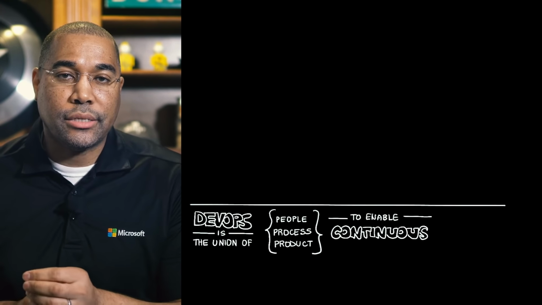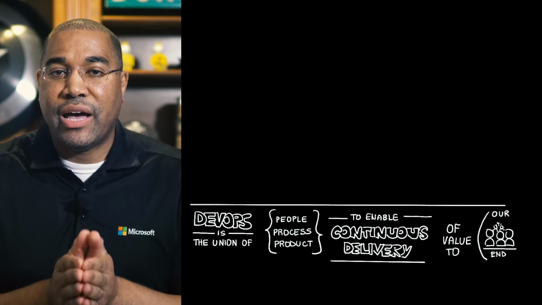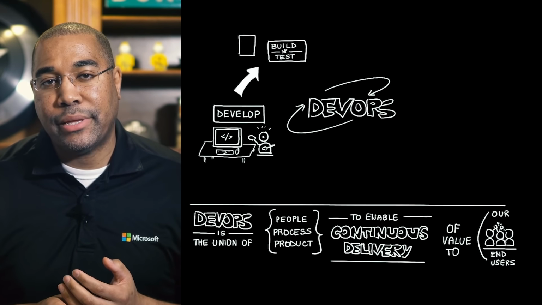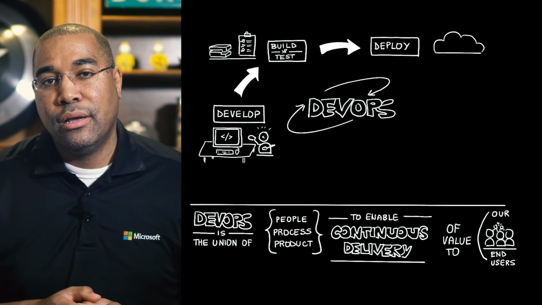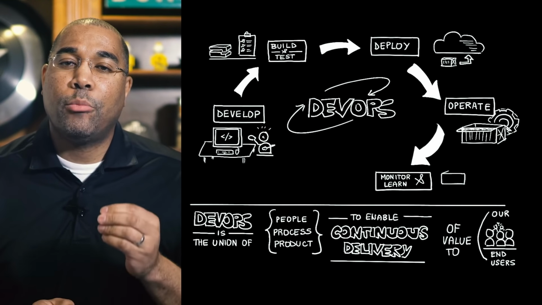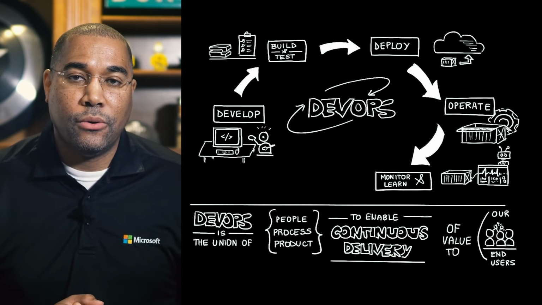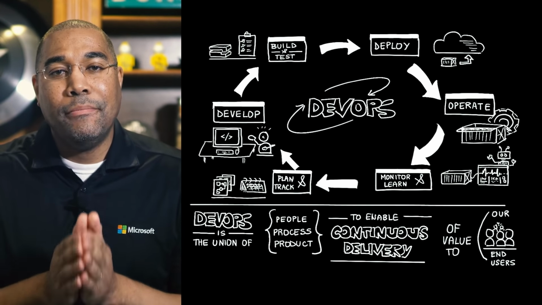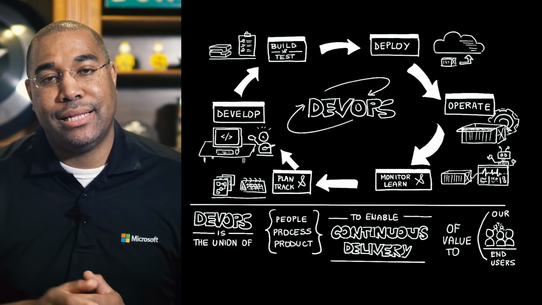DevOps, which is the union of people, process, and products to enable continuous delivery of value to our end users, is critical to getting your cloud-native applications into production. The California Department of Technology is a great example of incorporating security into your workflow. Leveraging the power of Azure and GitHub, they can update and deploy applications in minutes. Now, I'm going to switch to a demo and show you this in action.